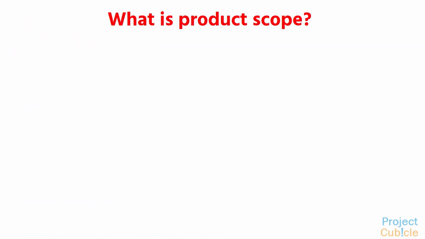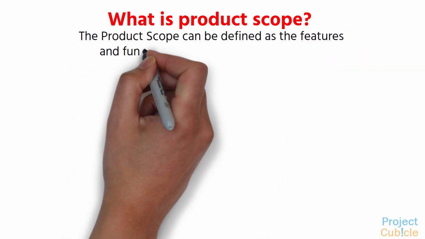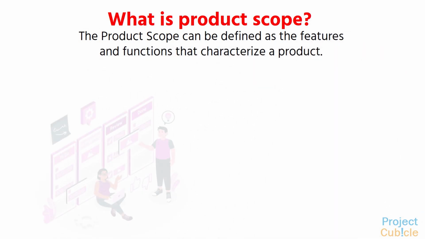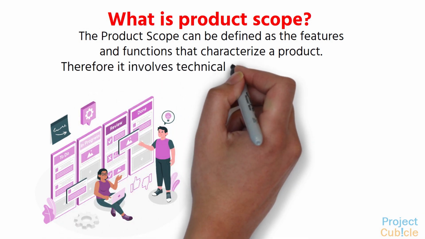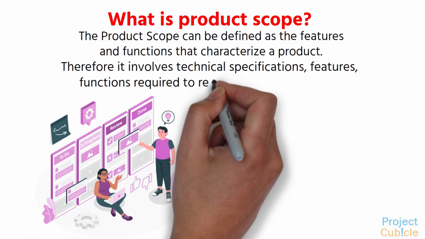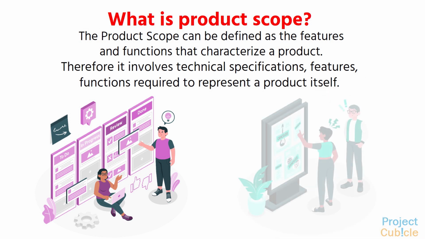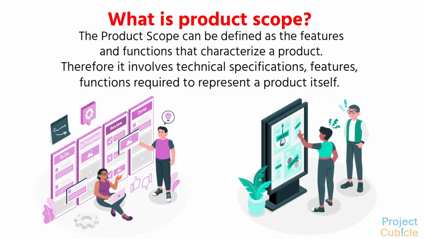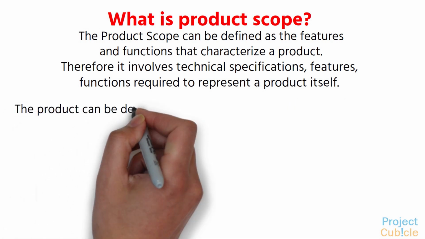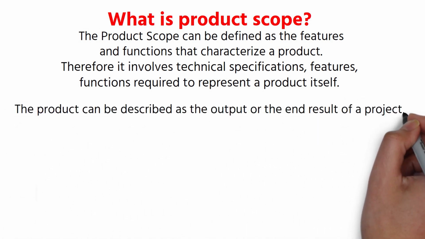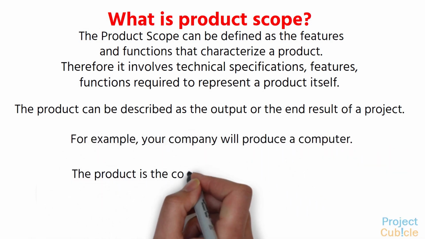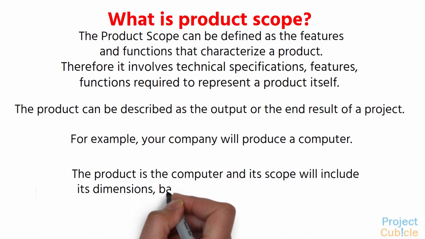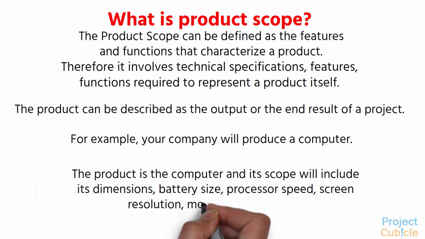What is product scope? The product scope can be defined as the features and functions that characterize a product. In other words, it defines and details the features and characteristics of a product, service, or result. Therefore, it involves technical specifications, features, and functions required to represent a product itself. Simply put, the product scope focuses on how the product will look and how it will work. The product can be described as the output or the end result of a project. For example, your company will produce a computer. The product is the computer and its scope will include its dimensions, battery size, processor speed, screen resolution, memory capacity, etc.